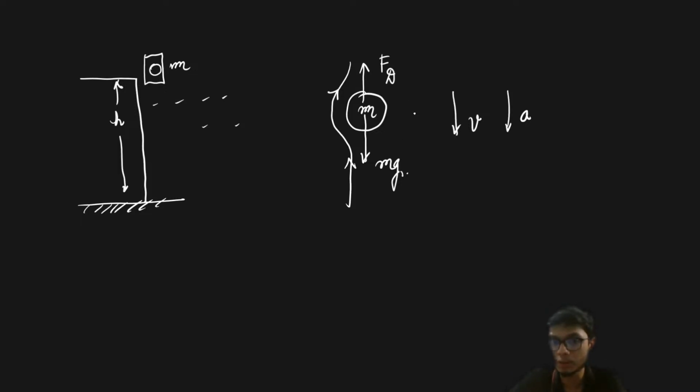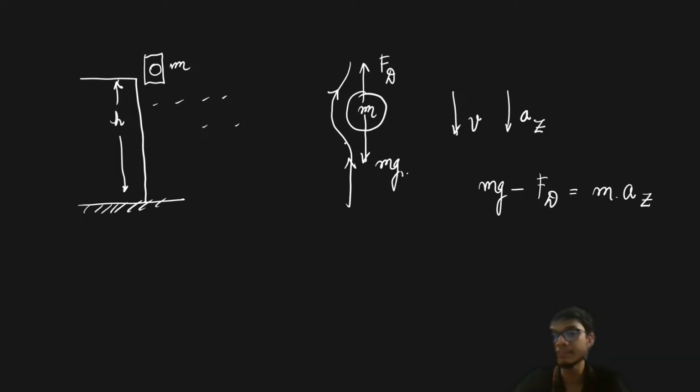Now, if I'm able to write the equation of motion for this body, the equation of motion will look like m into g minus this drag force should be equal to mass into acceleration, and let us say the acceleration is ax, okay, in the downward direction. Or let us call this az, right?